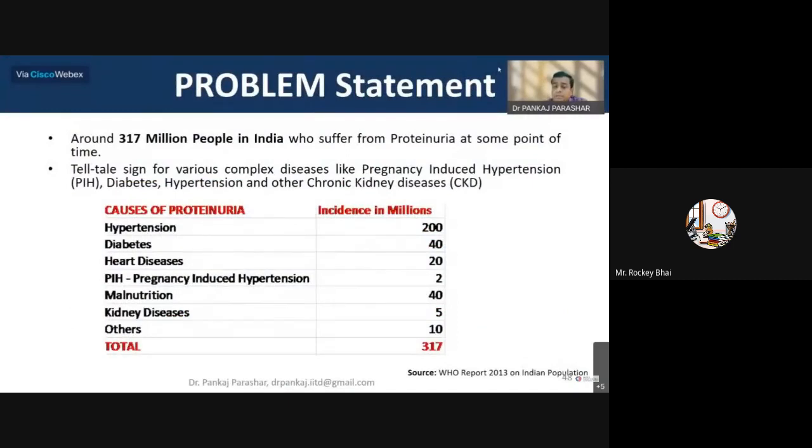There should be a problem to make it a market fit. In India, we have 317 million people, that is 31.7 crore people, who are vulnerable to kidney damage because of diabetes, hypertension, and other conditions. So this is a huge population. So we have a need, so that market fit is there. If we can address that problem, we have a market fit.